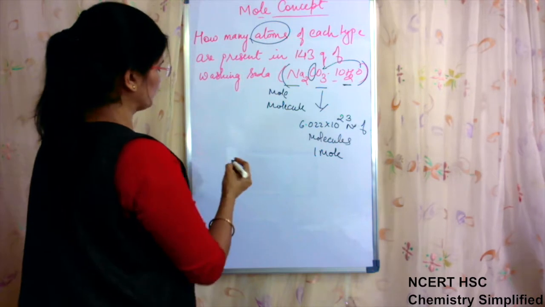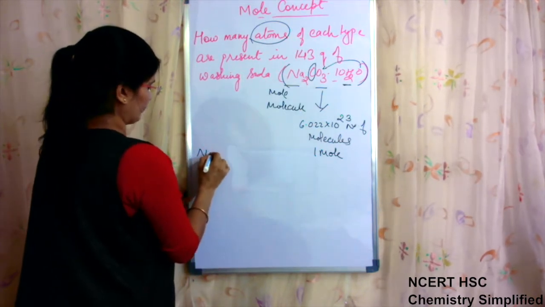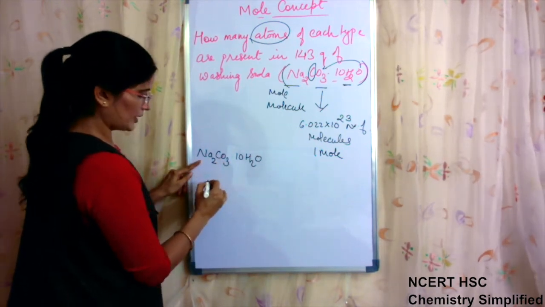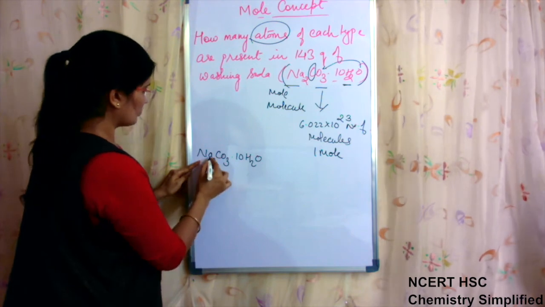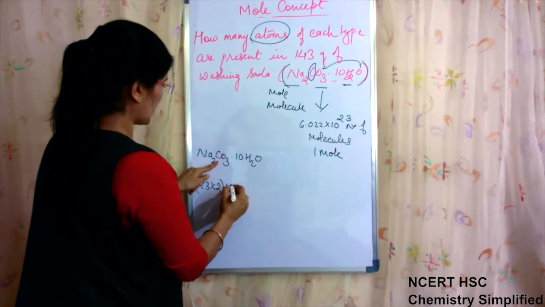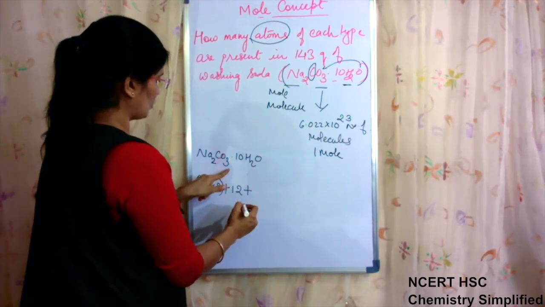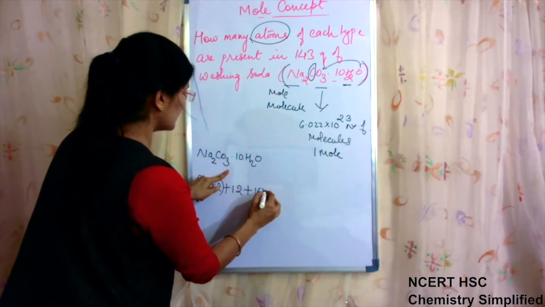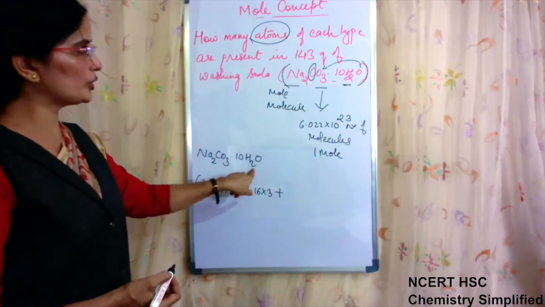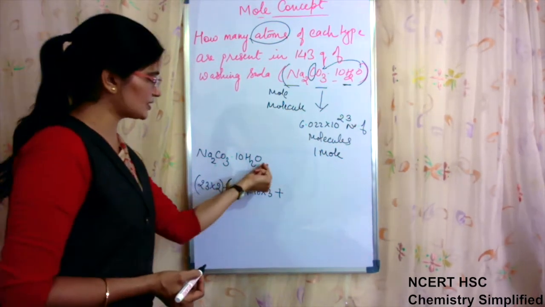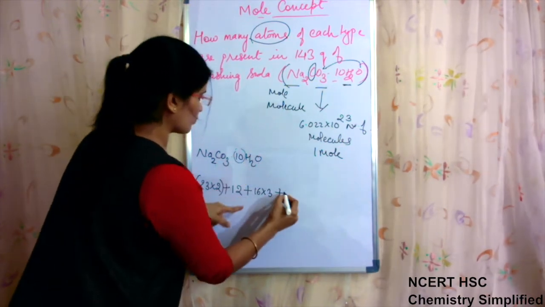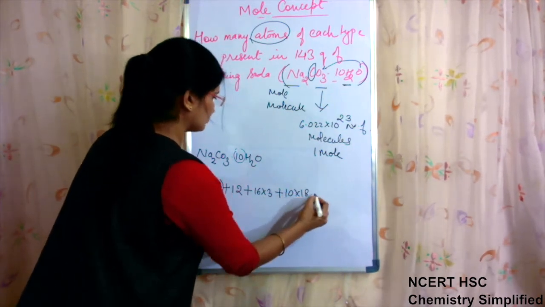For that, what do we need to do? Na2CO3.10H2O. Sodium's atomic mass is 23, and because 2 are there, 23 into 2, plus carbon is 12, plus oxygen 16 into 3, plus H2O. The mass of a water molecule, we just saw, is 18: 16 for oxygen and 2 for hydrogen. And because there are 10 molecules of water, so 10 into 18.